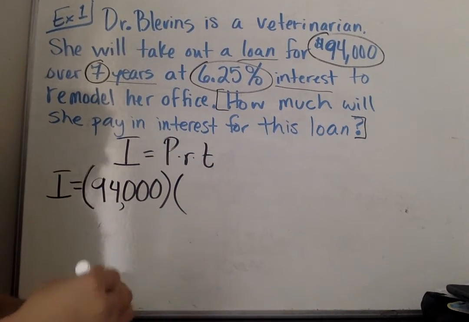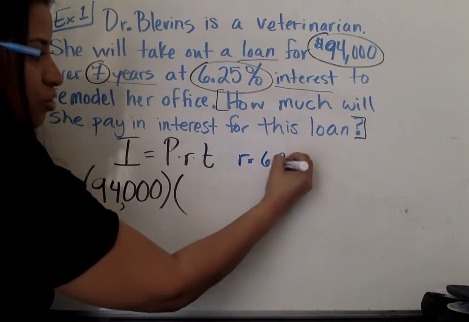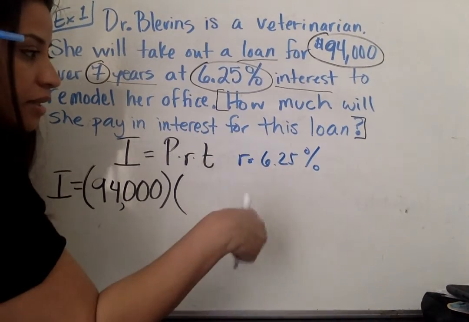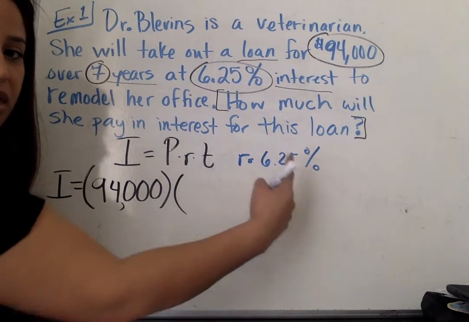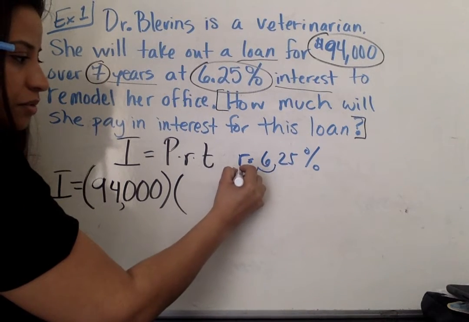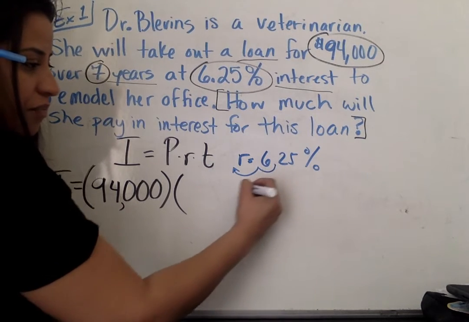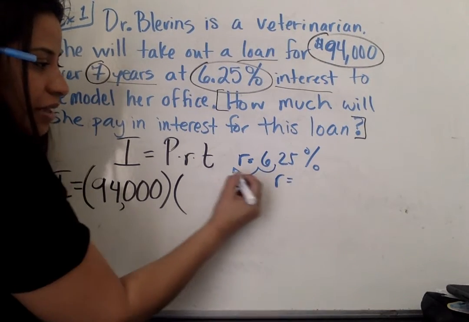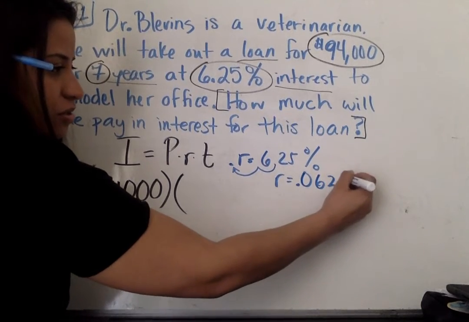So let me write this in blue. If my R is 6.25%, remember when we were doing percents in the last unit before this, this is a percent. So in order to turn it into a decimal, you need to move the decimal 2 times to the left, okay? So we're going to go 1 and 2, and we're going to fill this part in with the 0, right? So it would be R equals 0, and the decimal goes here, so 0.0625.